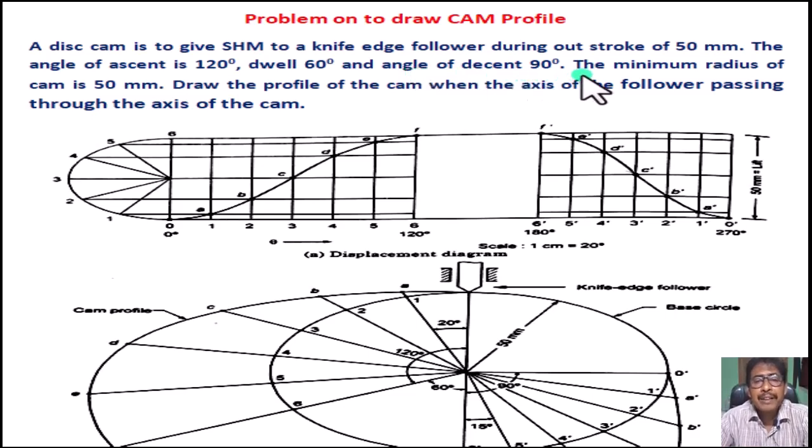The minimum radius of the cam is 50 mm. Now draw the profile of the cam when the axis of the follower passes through the axis of the cam. Here the follower axis and the cam axis are the same. Now we draw the profile of the cam. First we draw the displacement diagram.